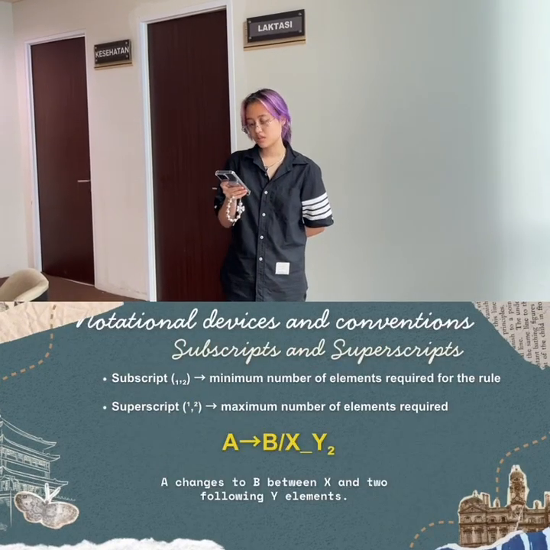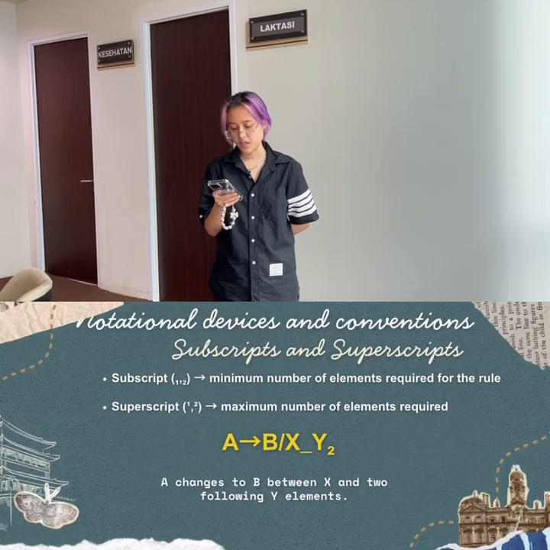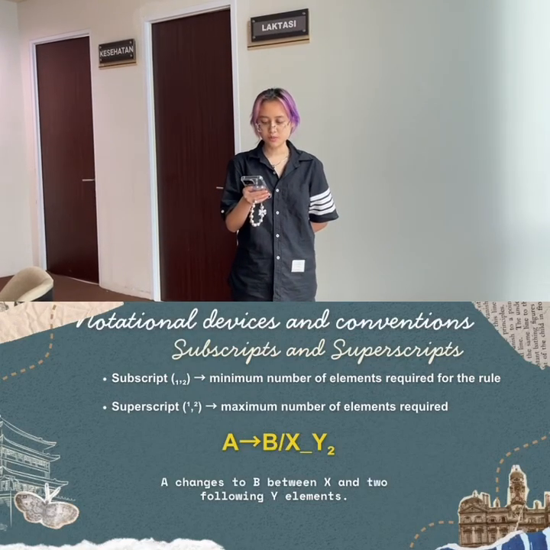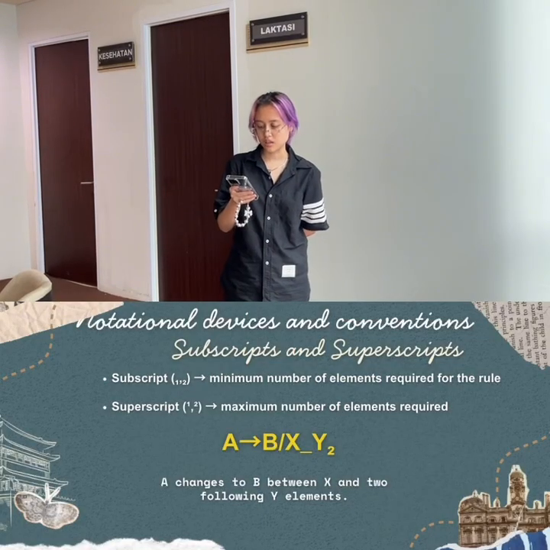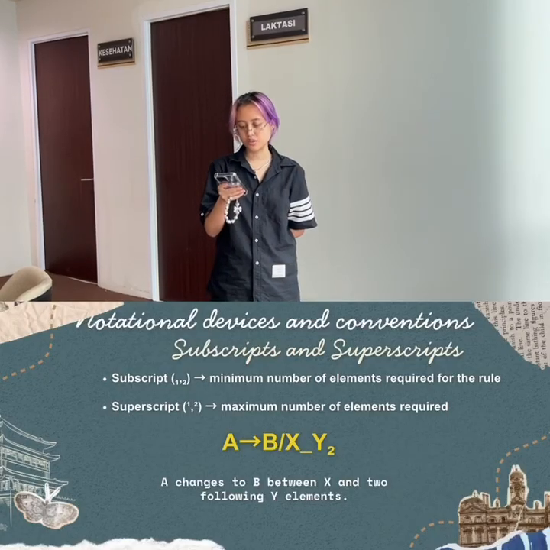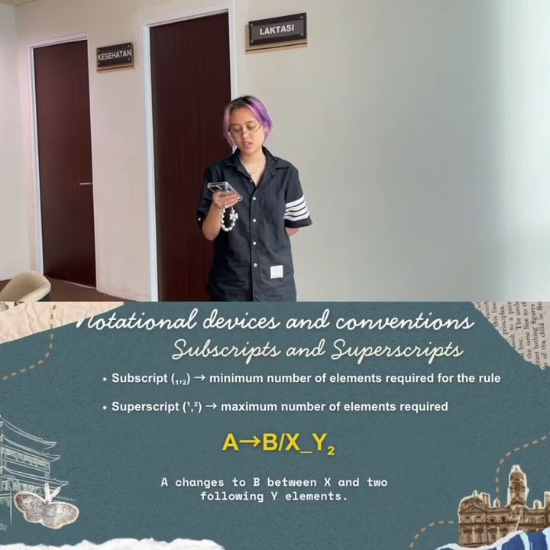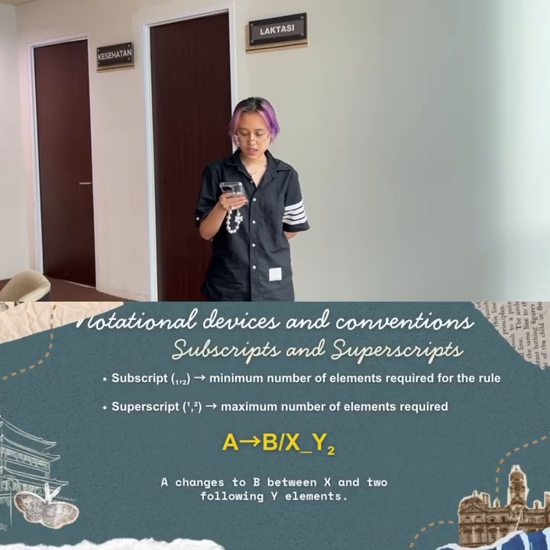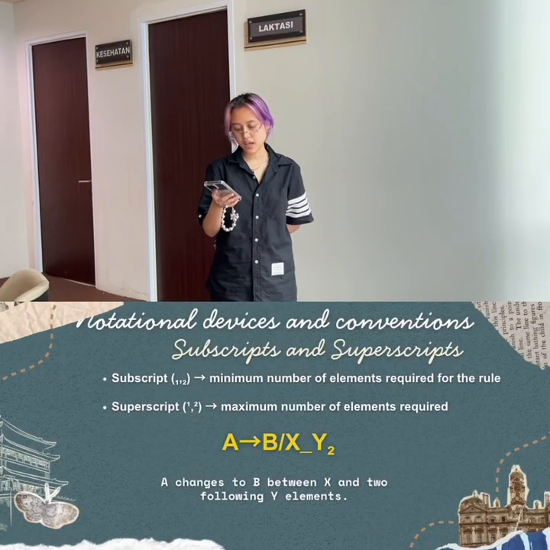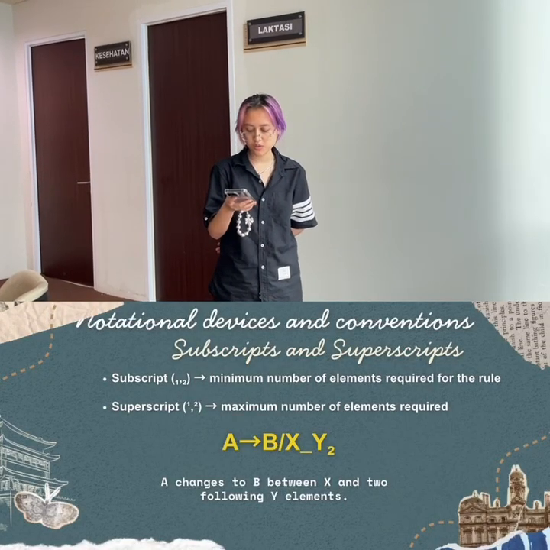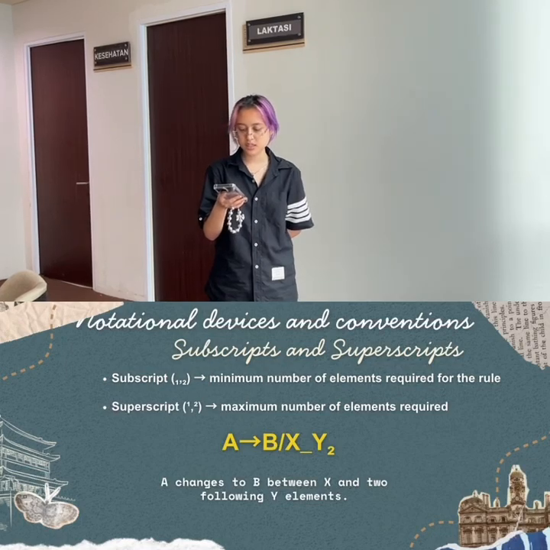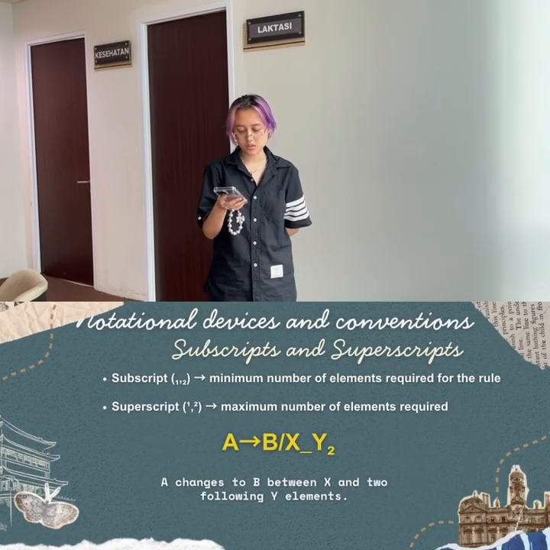Next, let's move on to subscript and superscript. These are used to show the number of elements required for a rule. A subscript, written as a small number below, indicates the minimum number of elements required for the rule. Meanwhile, a superscript, written as a number up, indicates the maximum number of elements required. This means A changes to B between X and two following Y elements. So the subscript tells us that there must be exactly two Y's after the target sound for the rule to apply.